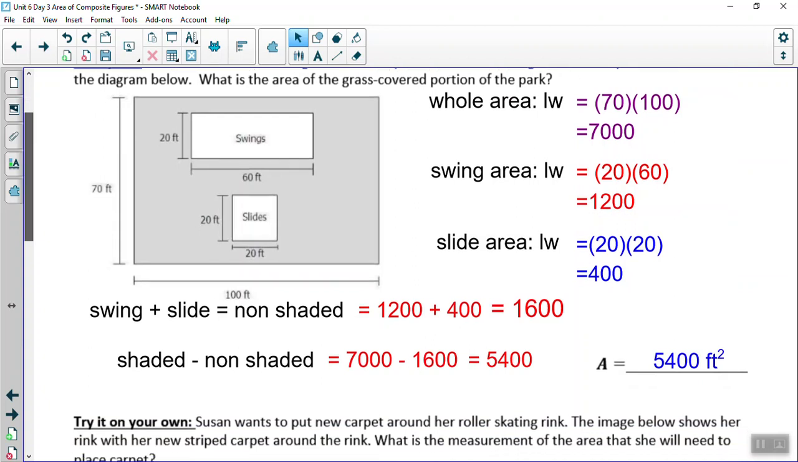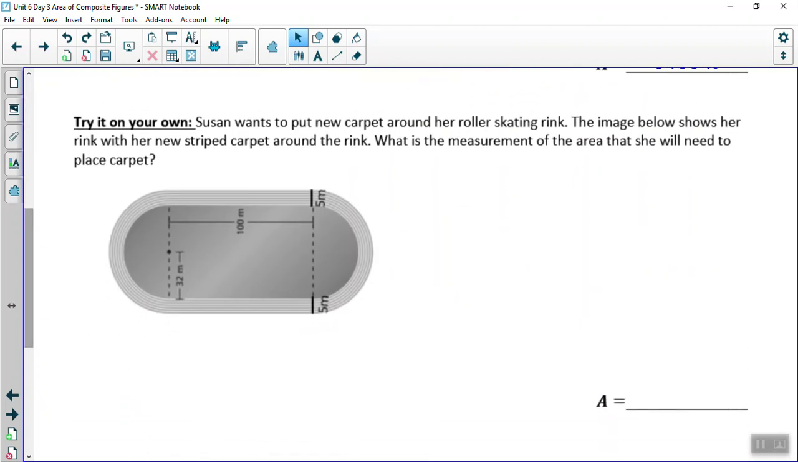All right, you got one more try on your own, but I do want to just kind of show you something on this one. This one's a little tricky. So Susan wants to put new carpet around her roller skating rink. This darker shaded area is the roller rink. The striped part all the way around is the carpet. The image below shows her rink with her new striped carpet around the rink. What is the measurement of the area that she will need to place the carpet? Okay, so we only want to carpet this outer edge.